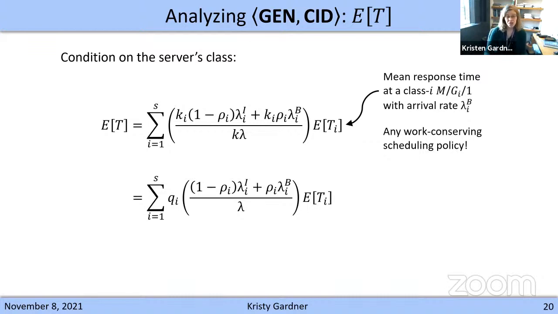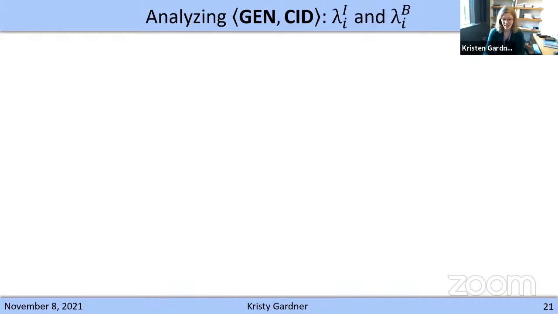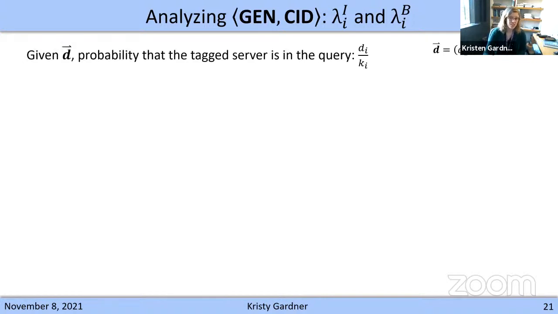And now all that we need in order to finish our mean response time analysis, because we already have our rho I, is our arrival rates: an arrival rate to an idle class I server and an arrival rate to a busy class I server. So this is our next step, finding our arrival rates. I'll just put up here as a reminder that our D vector is our query mix. And given our D vector, the probability that our tagged server is actually in the query is D I over K I.